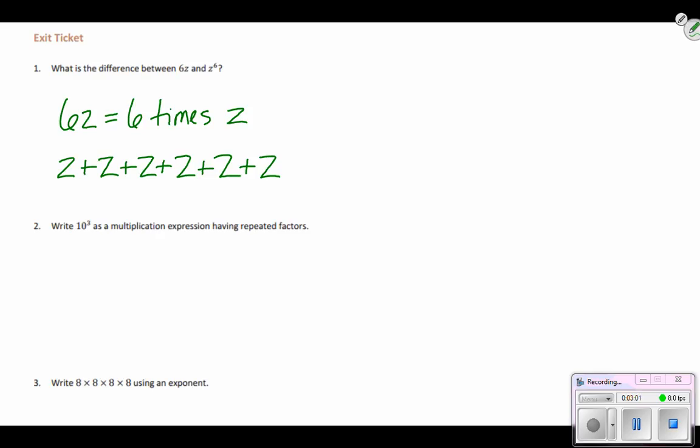Now we have z to the power of 6. Z to the power of 6 is an exponential form. Exponential form is a shortcut for multiplication. So the multiplication actually means that we're multiplying the value of z by itself 6 separate times. 1, 2, 3, 4, 5, 6. So it's used as a factor 6 separate times.